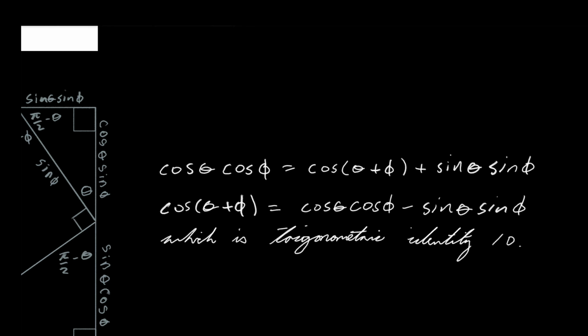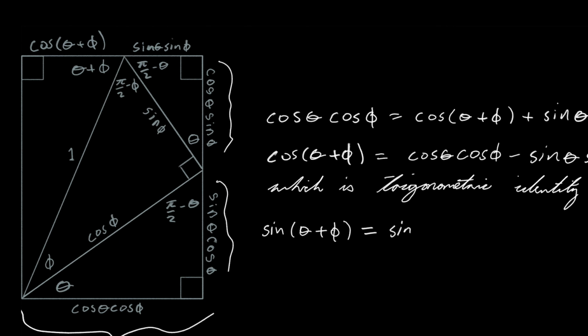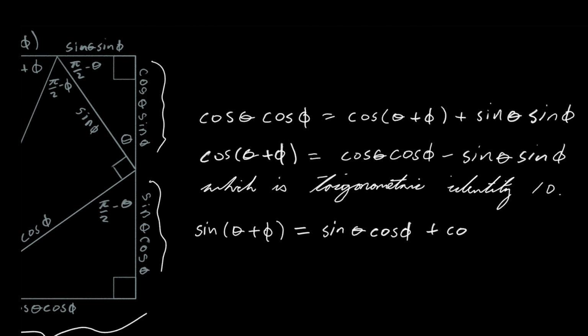Now if we do the same thing with the left and right sides of the rectangle, which we know must also be of equal length, we immediately derive trigonometric identity number 11. Our expression for the left side length of the rectangle is the sine of the sum of these angles, theta and phi, and that must be equal to this expression plus this expression. So that's equal to the sine of theta times the cosine of phi plus the cosine of theta times the sine of phi, which is trigonometric identity 11.